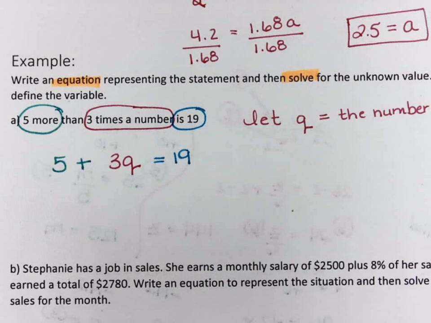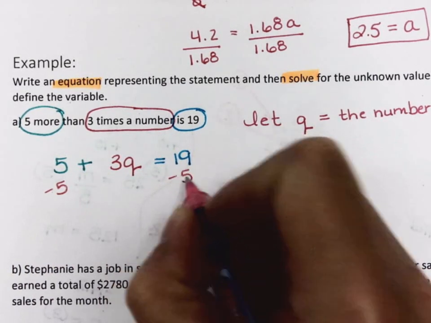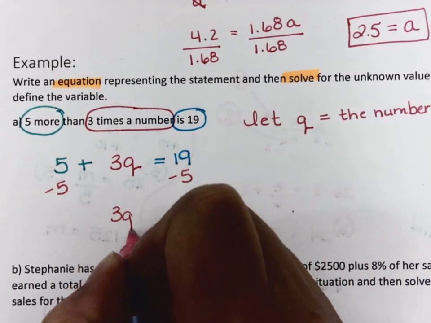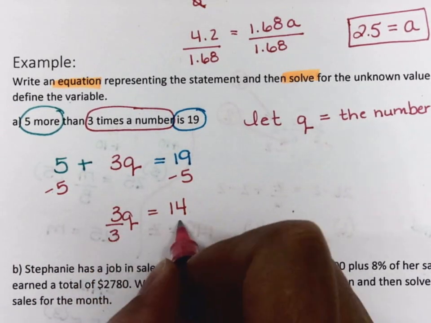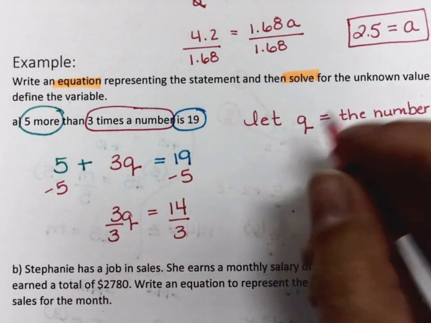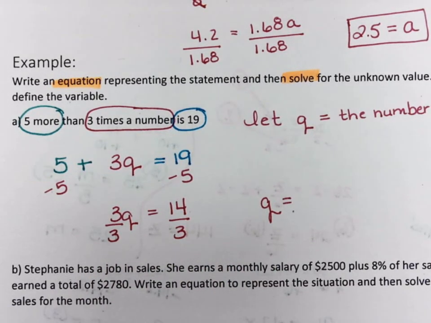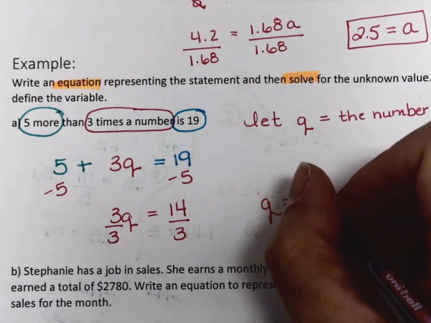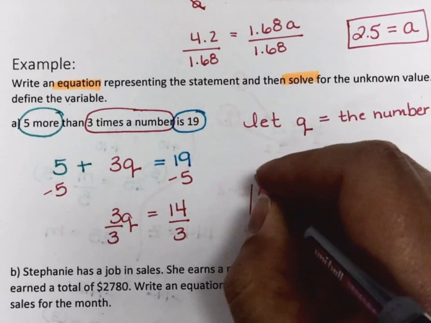Okay, so now we're to the solve part. This is the easy part. I'm going to subtract 5 from both sides. So I have 3Q equals 14. Divide by 3. Divide by 3. Does 3 go into 14 evenly? It does not. So remember that in the last lesson that we did, we said we would just leave it as an improper fraction. We just leave it right there.